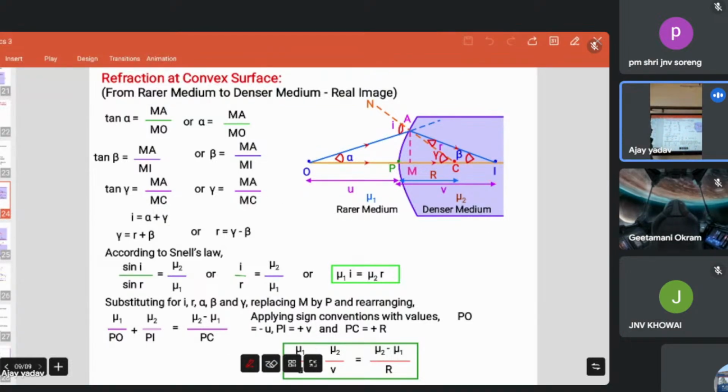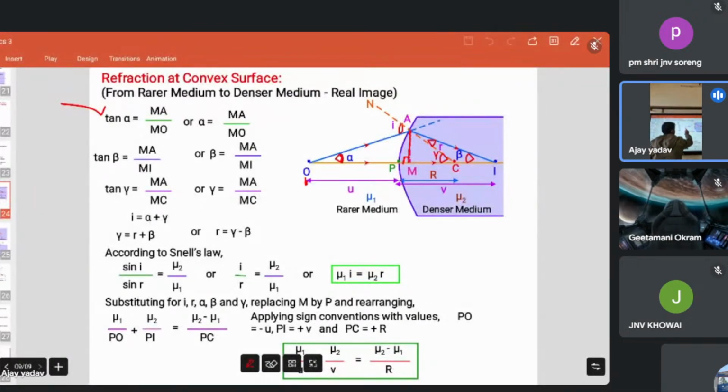So here, this is tan alpha. Tan alpha means this angle. We draw a perpendicular here. From point A, we draw a perpendicular AM on the principal axis. AM is the perpendicular, and this is the object.